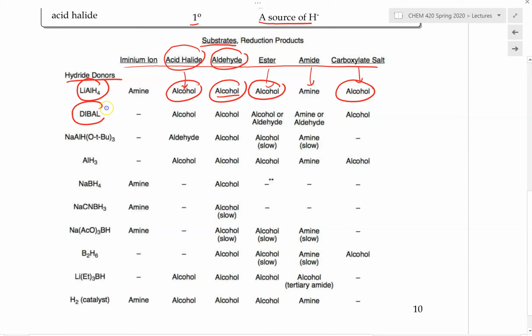And DIBAL is another example right here. It has very similar reactivity to many of these functional groups compared to LiAlH4, except it does not reduce the iminium ion. A few that we will discuss would be NaBH4, or sodium borohydride. Sodium borohydride is very good at reducing the iminium, which DIBAL otherwise will not reduce, and it can also be used to reduce an aldehyde into an alcohol, while it does not reduce the acid halide, the ester, the amide, or the carboxylate salt.